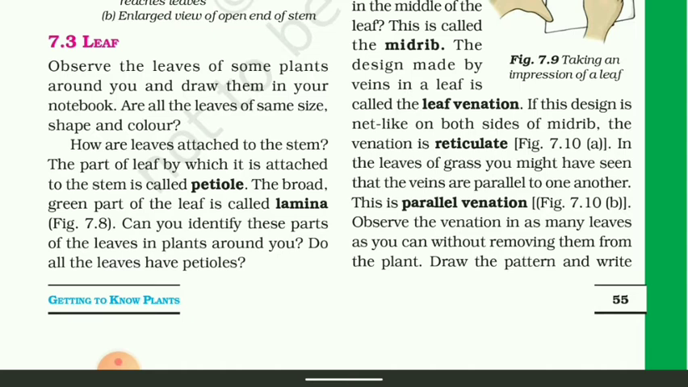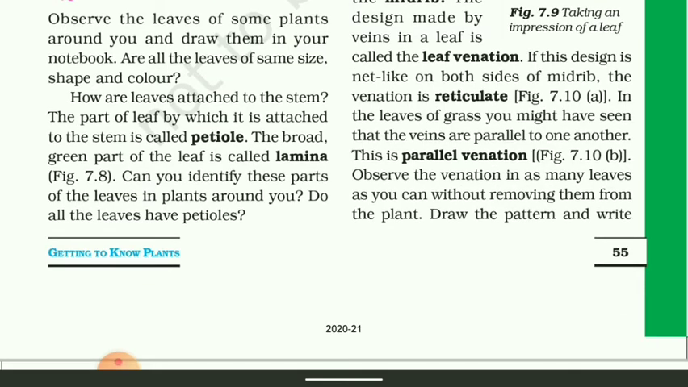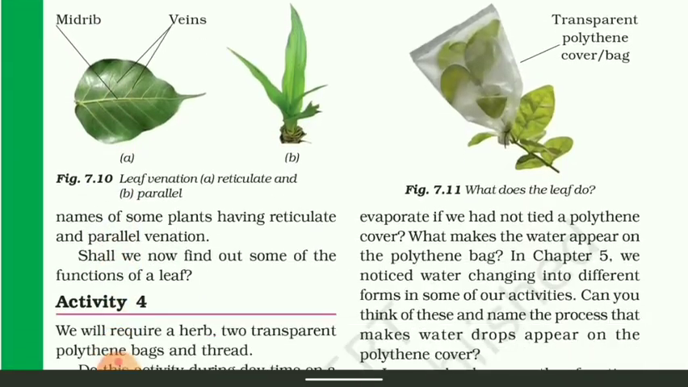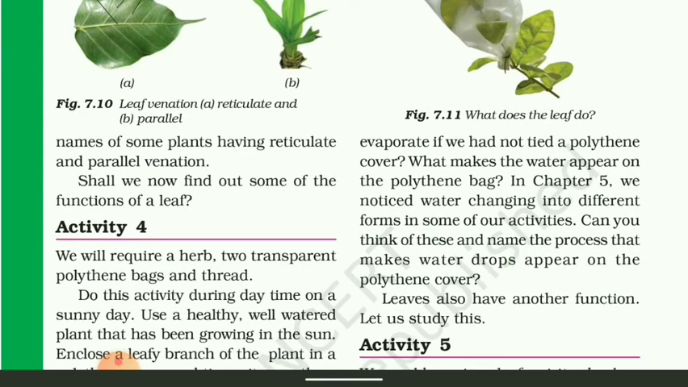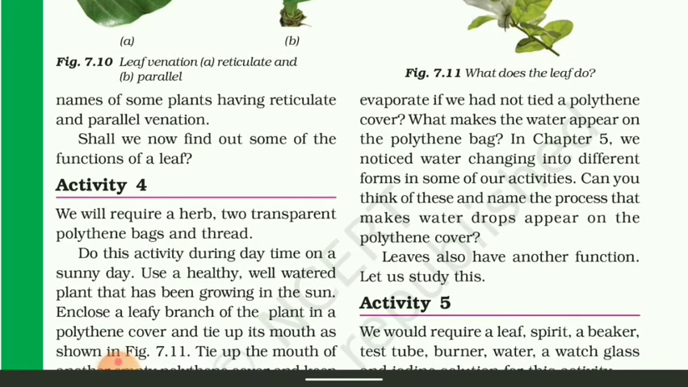In the leaves of grass, you might have seen that the veins are parallel to one another. This is parallel venation. Observe the venation in as many leaves as you can without removing them from the plant. Draw the pattern and write names of some plants having reticulate and parallel venation. Shall we now find out some of the functions of a leaf?